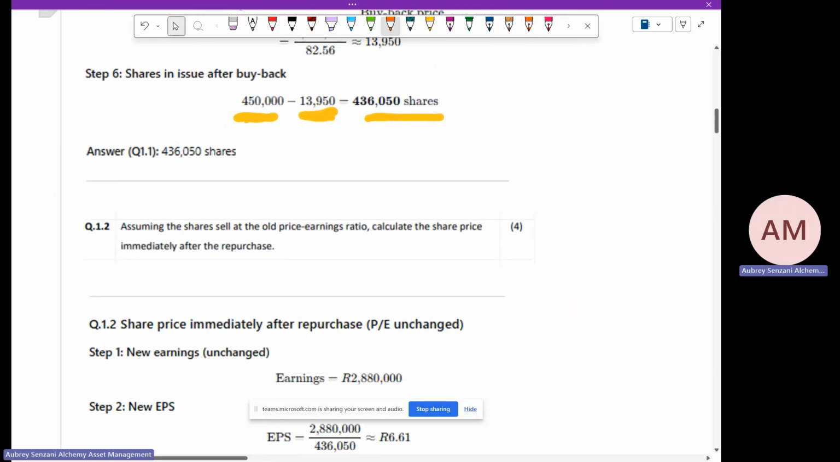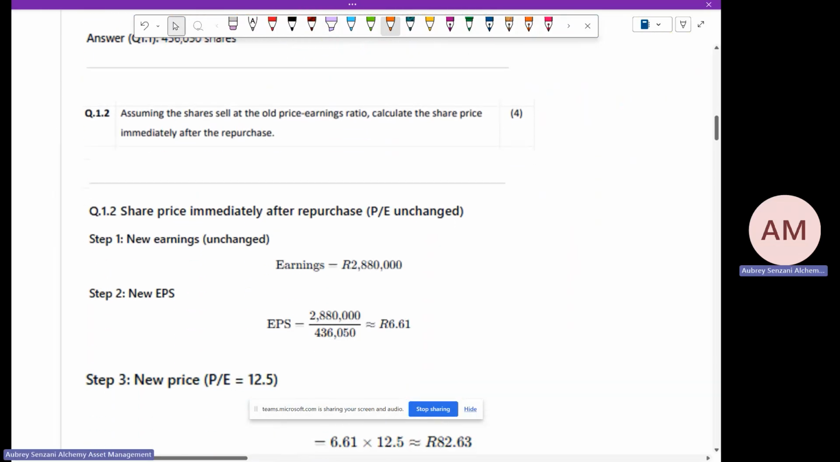Right. So you can see now the manipulation of your PE ratio to get your earnings. After getting your earnings, using your earnings to get your dividend buyback per share, and so on and so forth. So now here they say, assuming that the shares sell at the old price to earnings ratio, in other words, assuming that the shares are selling at your old PE ratio, calculate the share price immediately after the repurchase.